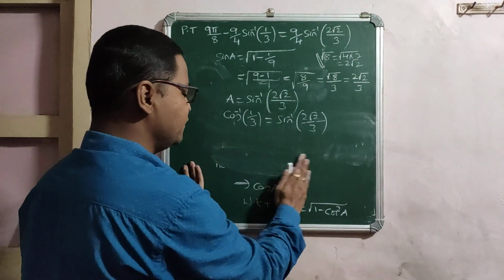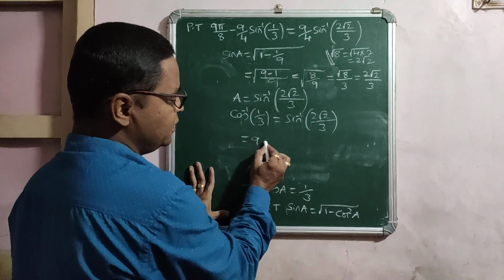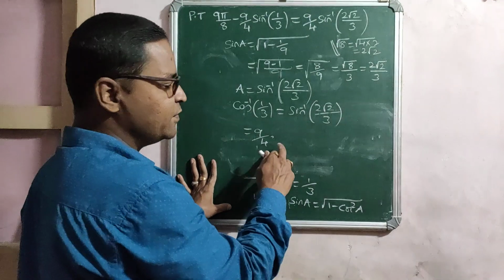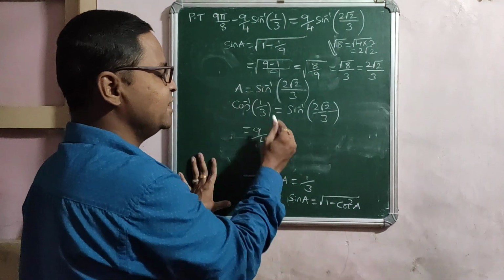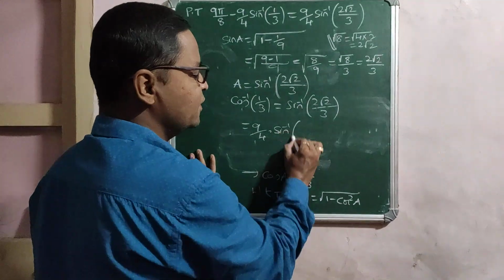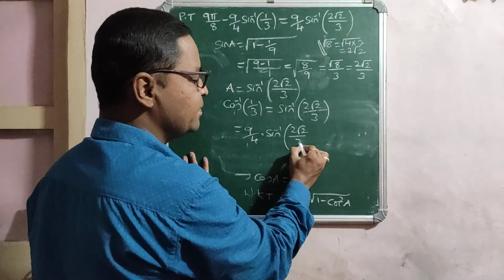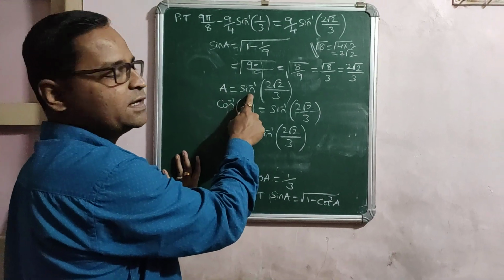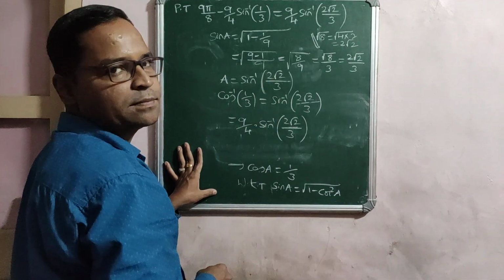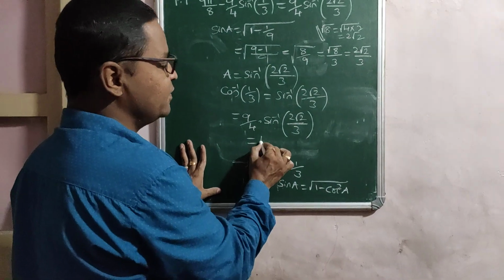So therefore we observe that, which is equal to 9 by 4. Here in equation star we have written the value as a, but the value of a is sine inverse of 2 root 2 divided by 3. That is, we have replaced the value of a as sine inverse of 2 root 2 divided by 3. And this is what we require to prove.